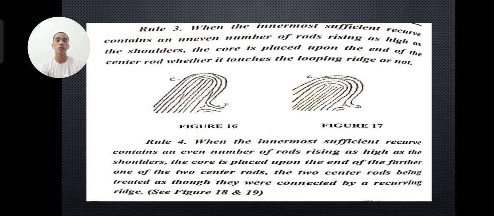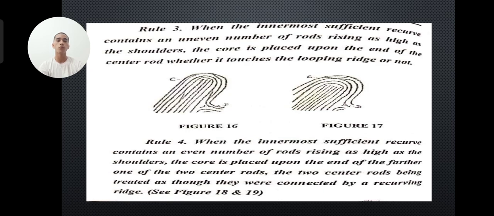Rule number 3 states that when the innermost sufficient recurve contains an uneven number of rods rising as high as the shoulder, the core is placed upon the end of the center rod whether it touches the looping ridge or not. The last rule of the core is rule number 4. When the innermost sufficient recurve contains an even number of rods rising as high as the shoulder, the core is placed upon the end of the farther one of the two center rods, the two center rods being treated as though they were connected by a recurving ridge.